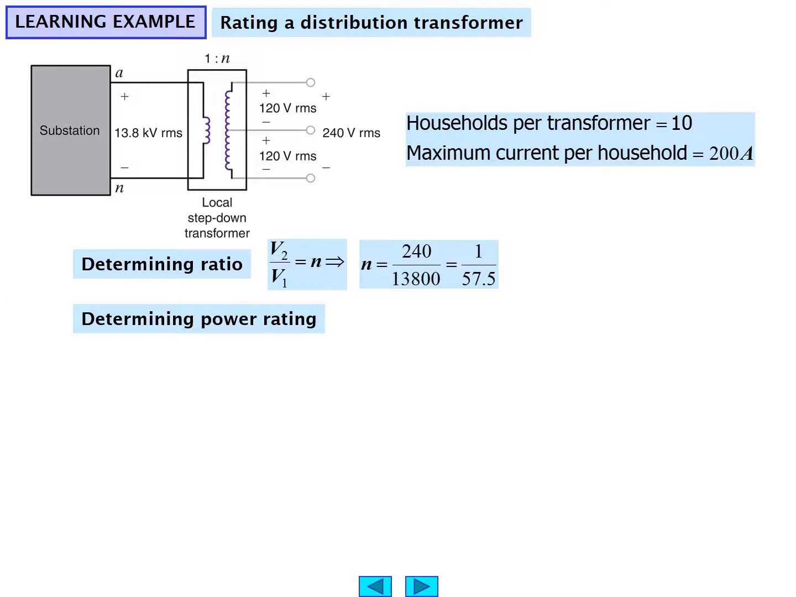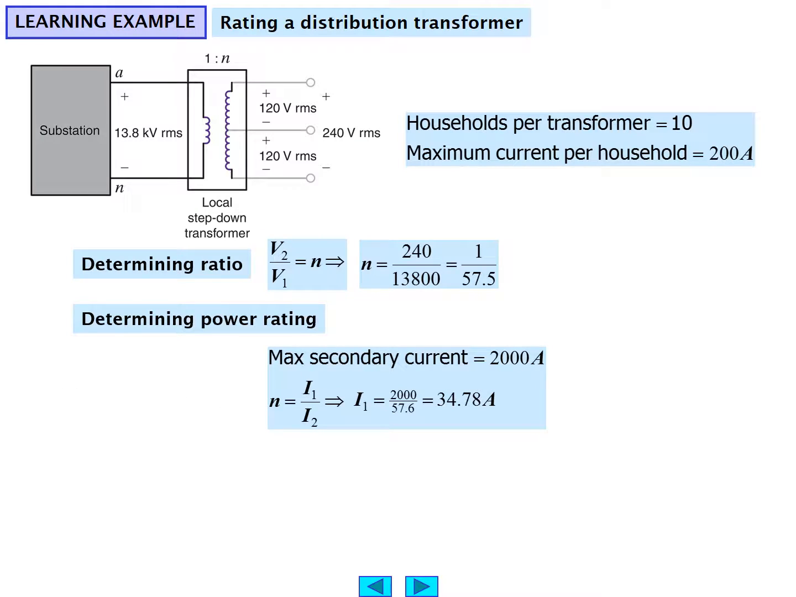Let's determine the power rating. The maximum secondary current, because we said there were upwards of 10 households that could be connected to this transformer, would be 10 times 200 amperes, or 2,000 amperes. And we also know that n is I1 over I2. We know what n is now. So therefore I1 is 2,000 divided by 57.5, or 34.78 amperes, if you will.